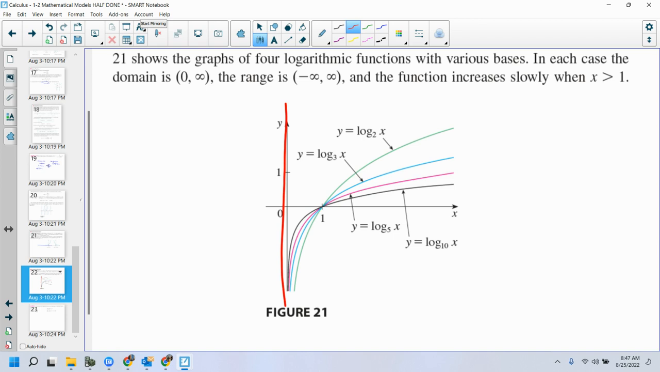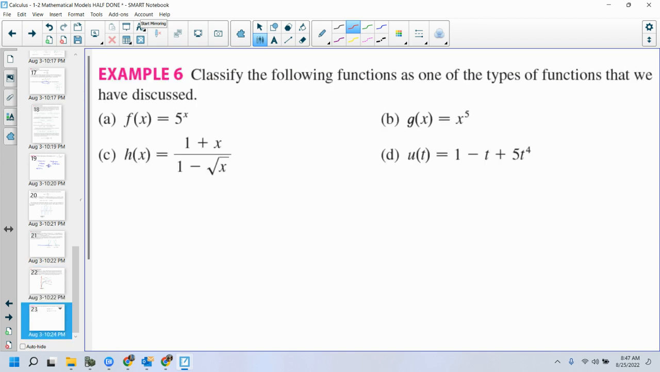All right, so last example here. Classify the following functions as one of the types of functions that we have discussed. So what do you think about A? That's an exponential. B to the x. Number to the x power. That is an exponential.